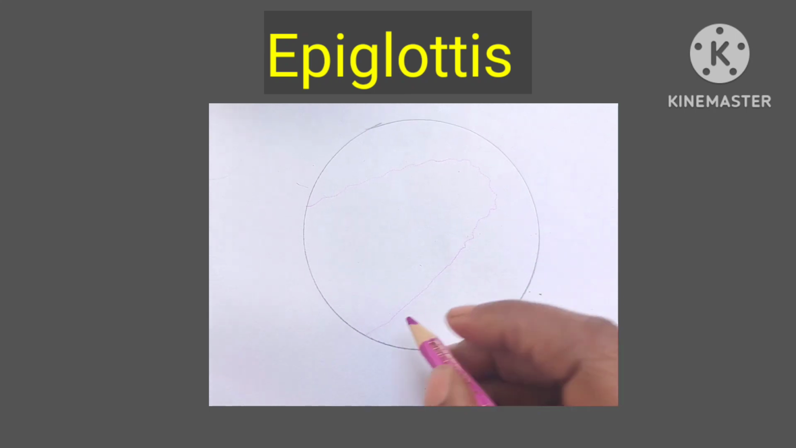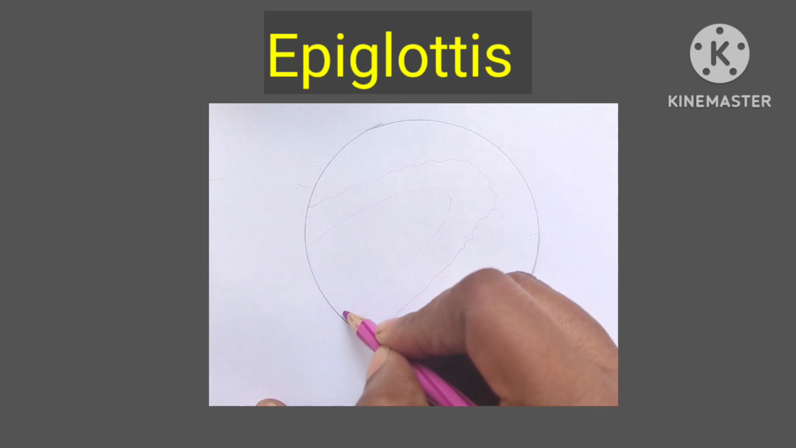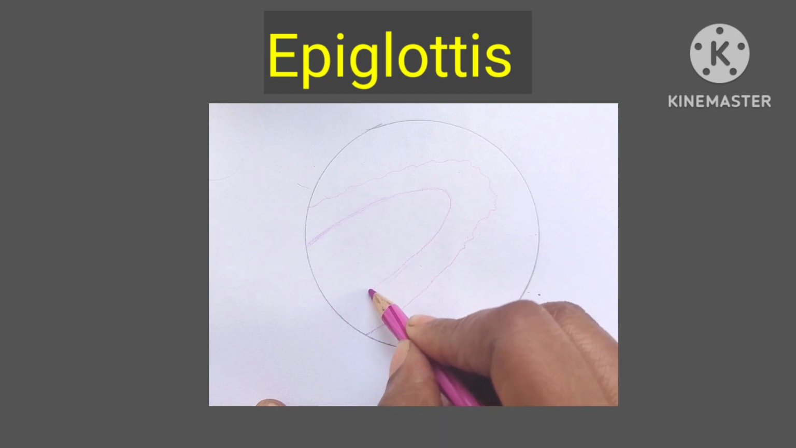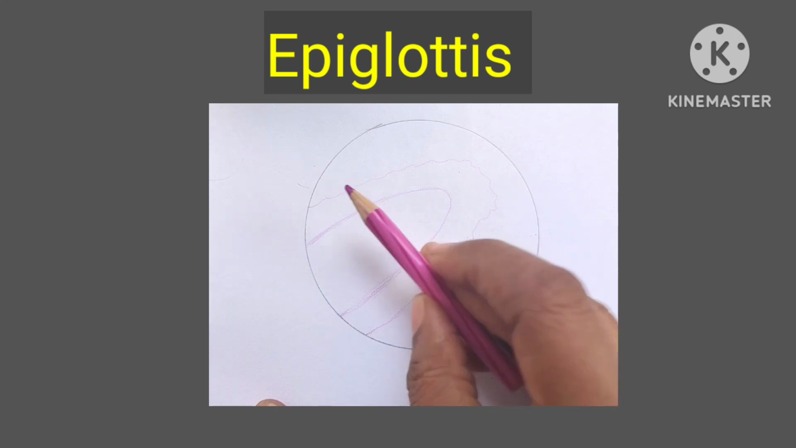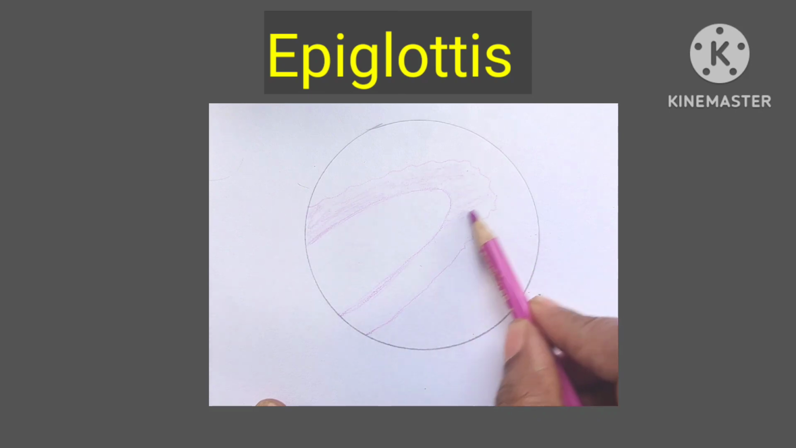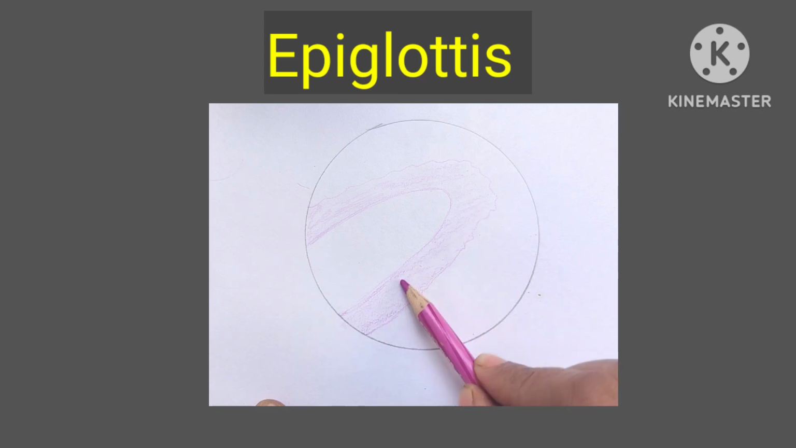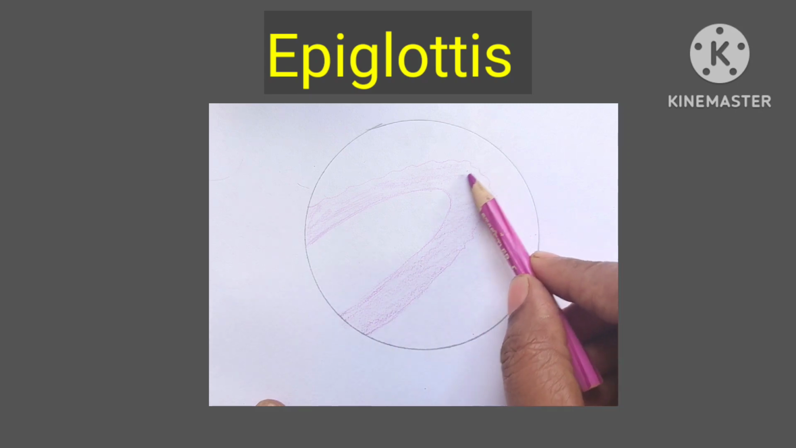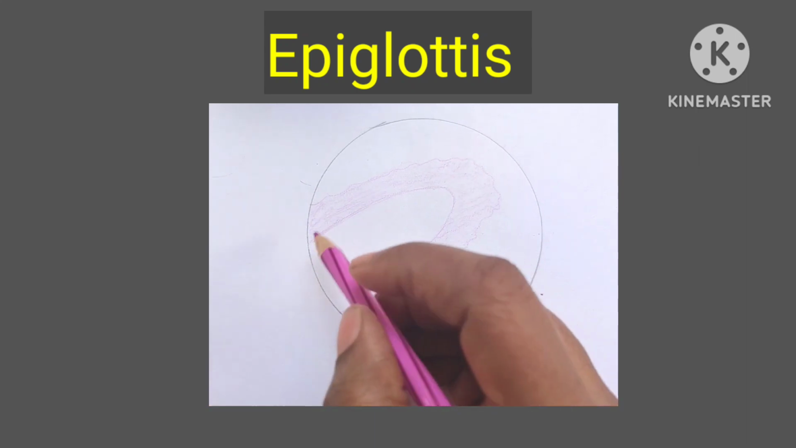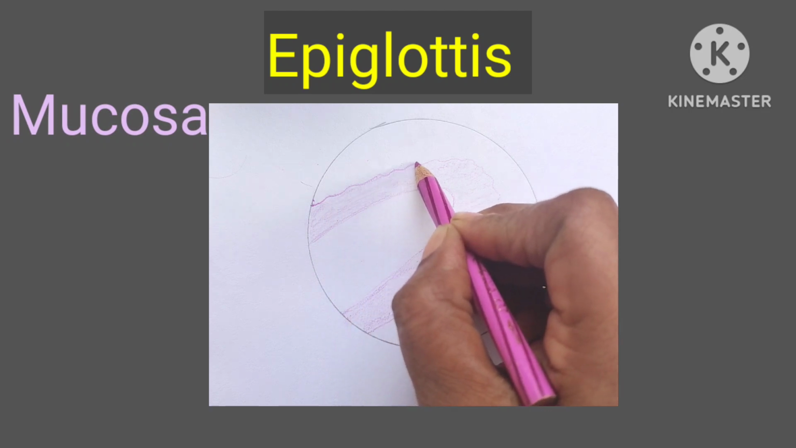So first we make an outline of one side to show the stratified squamous non-keratinized epithelium, the other side to show the posterior surface showing the pseudostratified ciliated columnar epithelium, and the central core where we are going to write elastic cartilage. So this is the outline.